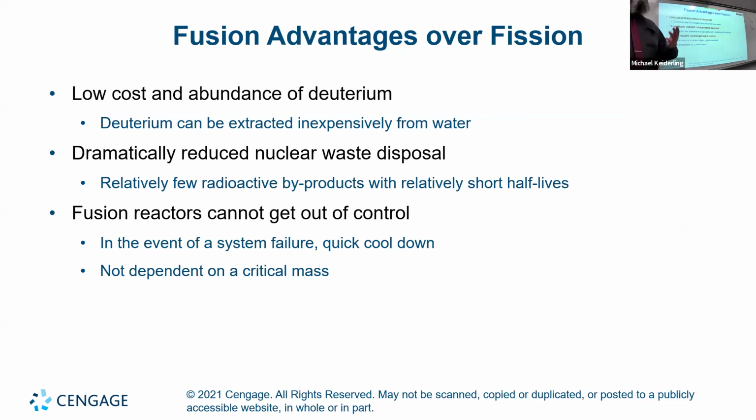Fusion has a bunch of advantages over fission. Deuterium is readily available and cheap. You can get it cheaply from water. You can literally get it out of water. The waste produced by fusion is much less and much easier to deal with. Relatively few radioactive byproducts are involved. They all have relatively short half-lives. So if you just keep them in one place, isolated for a little while, they'll stop being a problem.